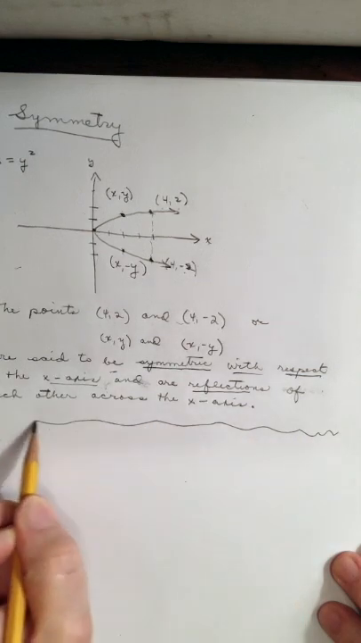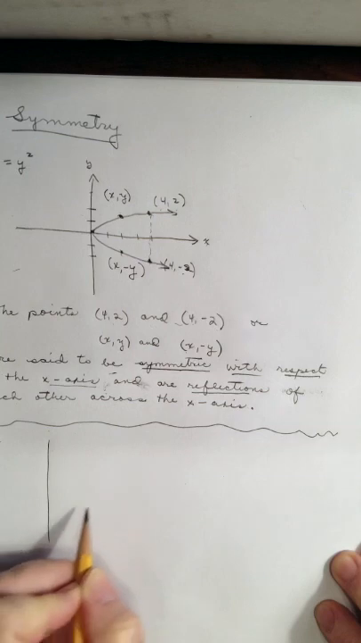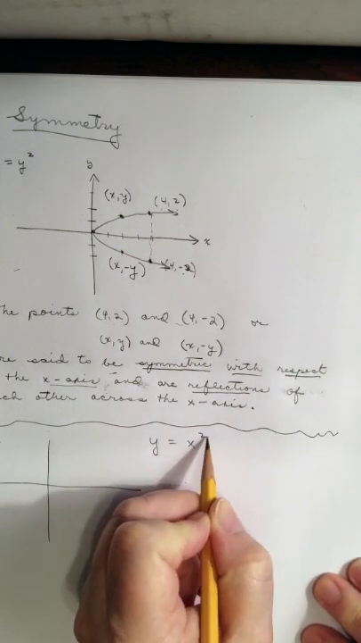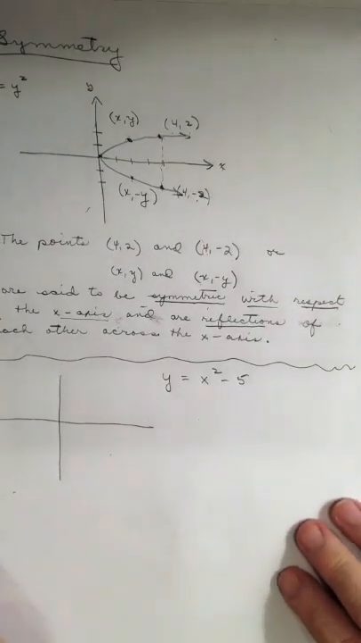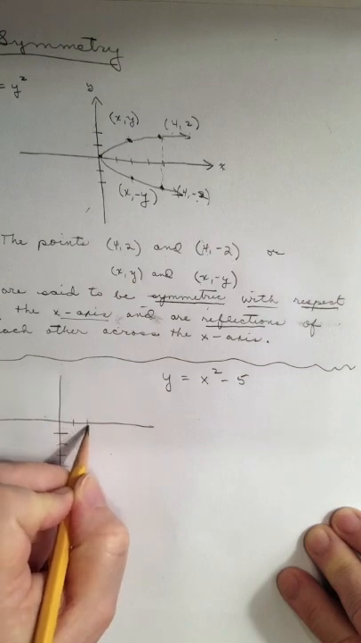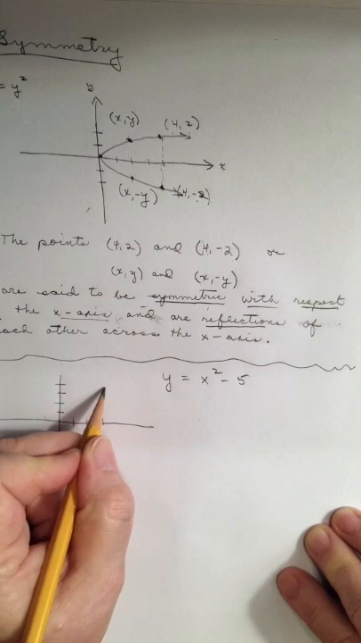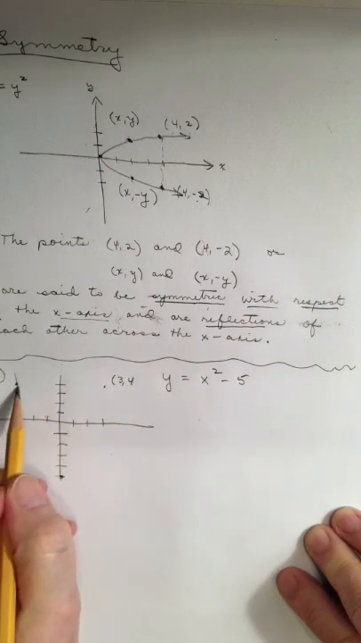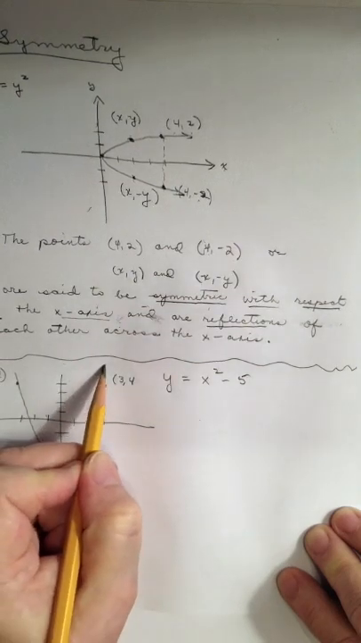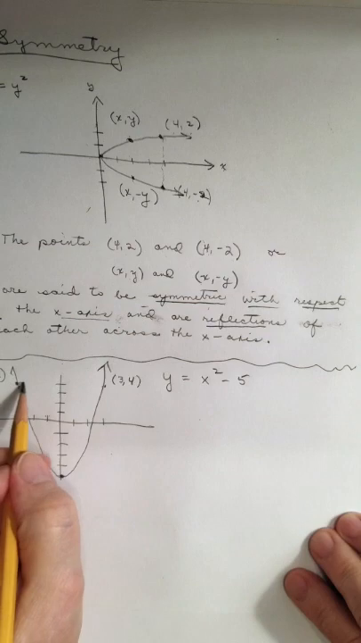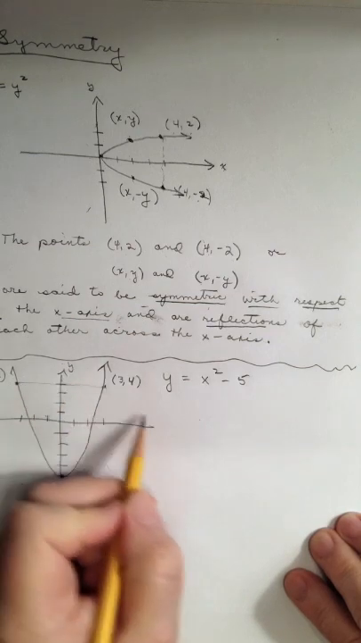We'll find the same thing is true if we look at the graph of y equals x squared minus 5. We find that it will go through the points (3, 4) and (-3, 4). If we draw this graph, we can see that these two points, (-3, 4) and (3, 4), are equidistant from the y-axis.